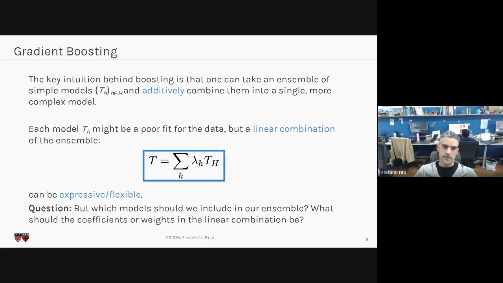Then each model might be a poor fit for the data, but what we can also do is take a linear combination of the trees. From the linear combination we can get some degrees of freedom, and this will gain some expressibility and some flexibility. And the question becomes, which models should we include in the ensemble, and how should we choose the coefficients or the weights in the linear combination?